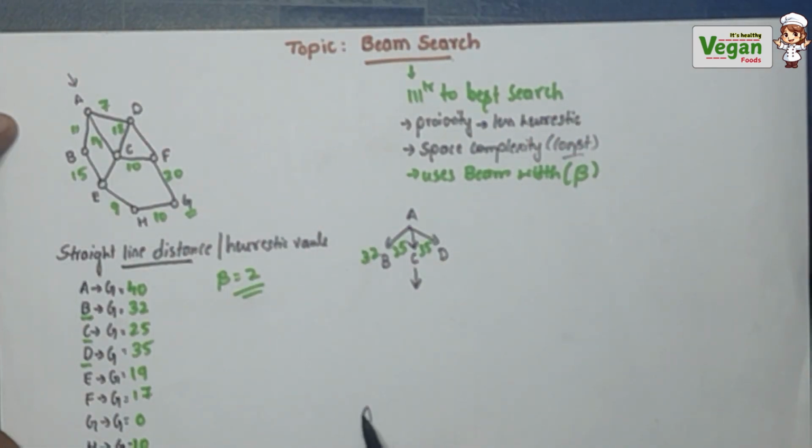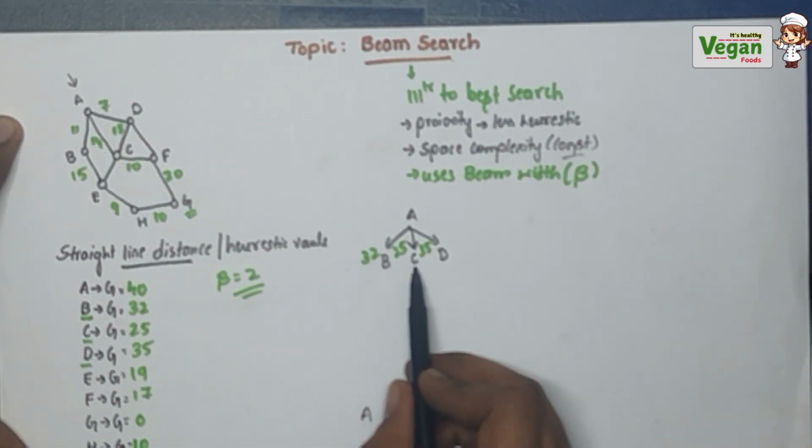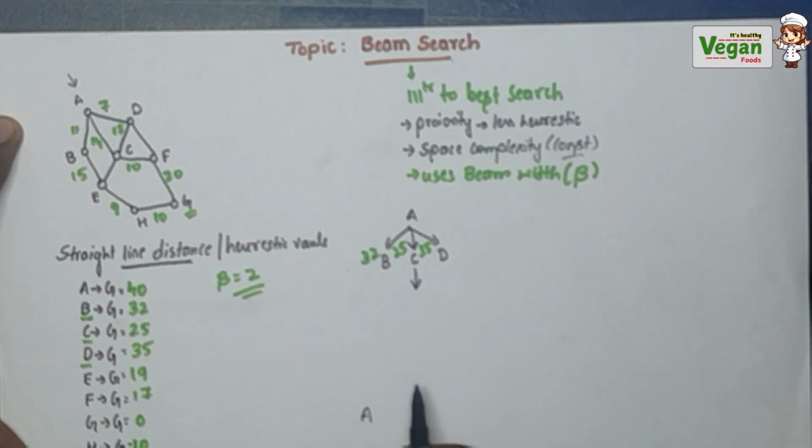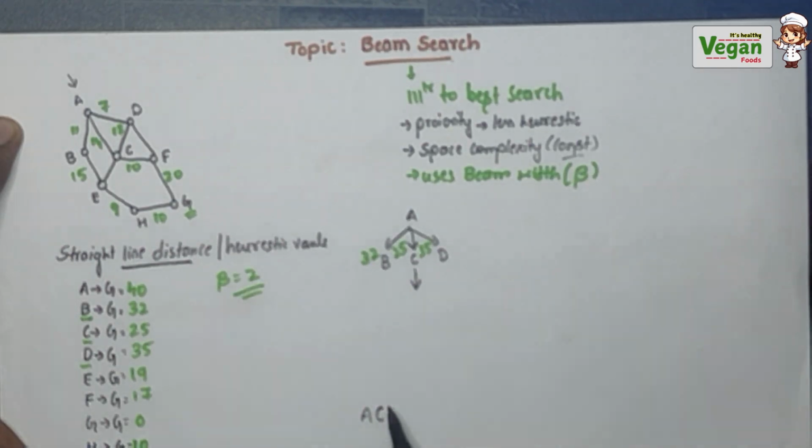If you want to represent it in the queue, A will be first. Next, from A you can go to B, C, D. But which has the least heuristic value? C, so it gets the priority. Next, among B and D, B's value is 32 and D's value is 35. Less is B, so B gets the priority, then D. From A you will go to C.